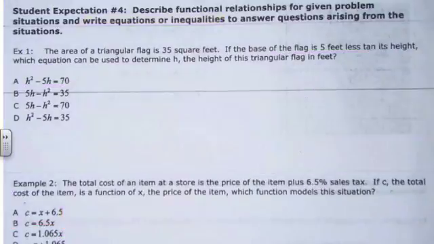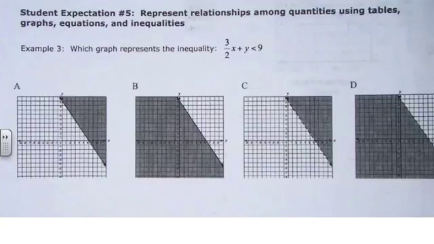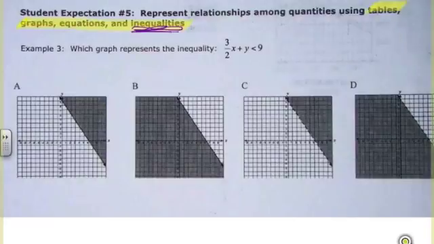All right, so let's go on to the next example. All right, our next inequality said 3 halves x plus y is less than 9. How would we go about graphing that? Try to get y by itself. We're going to do that exact same thing and just treat that less than sign like it's an equal sign.